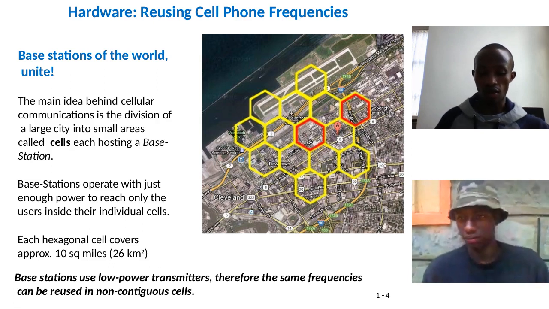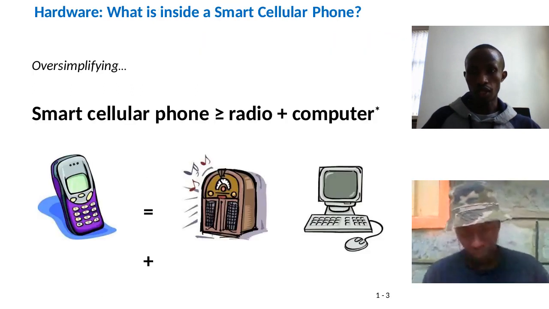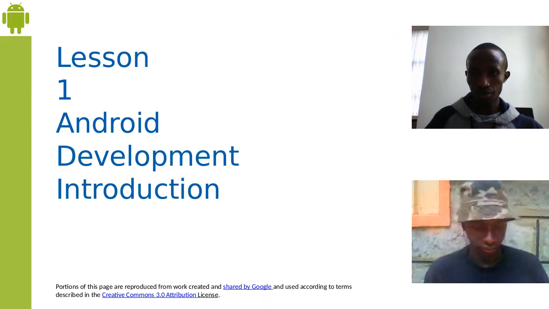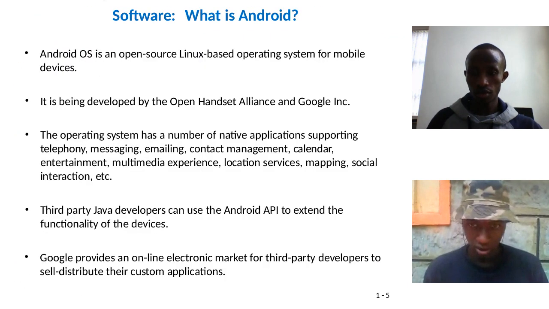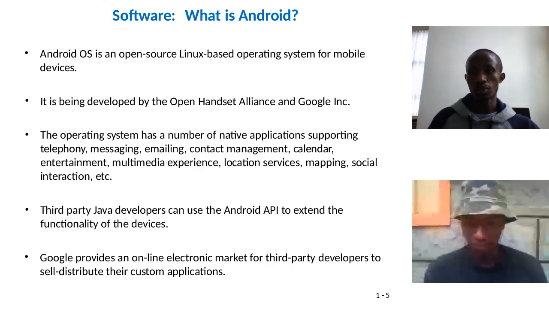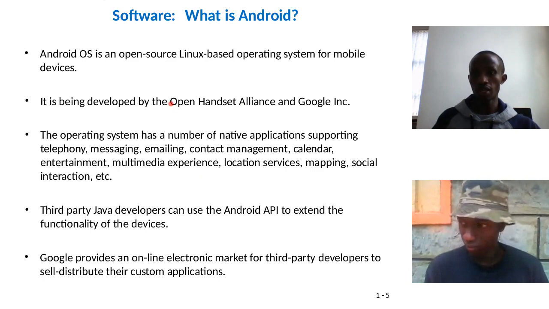We did a few slides in our first chapter, and we have looked at what Android is in general. Last time we said that Android is an open source project, and it's based on Linux. It is developed by a group of companies called the Open Handset Alliance and Google.